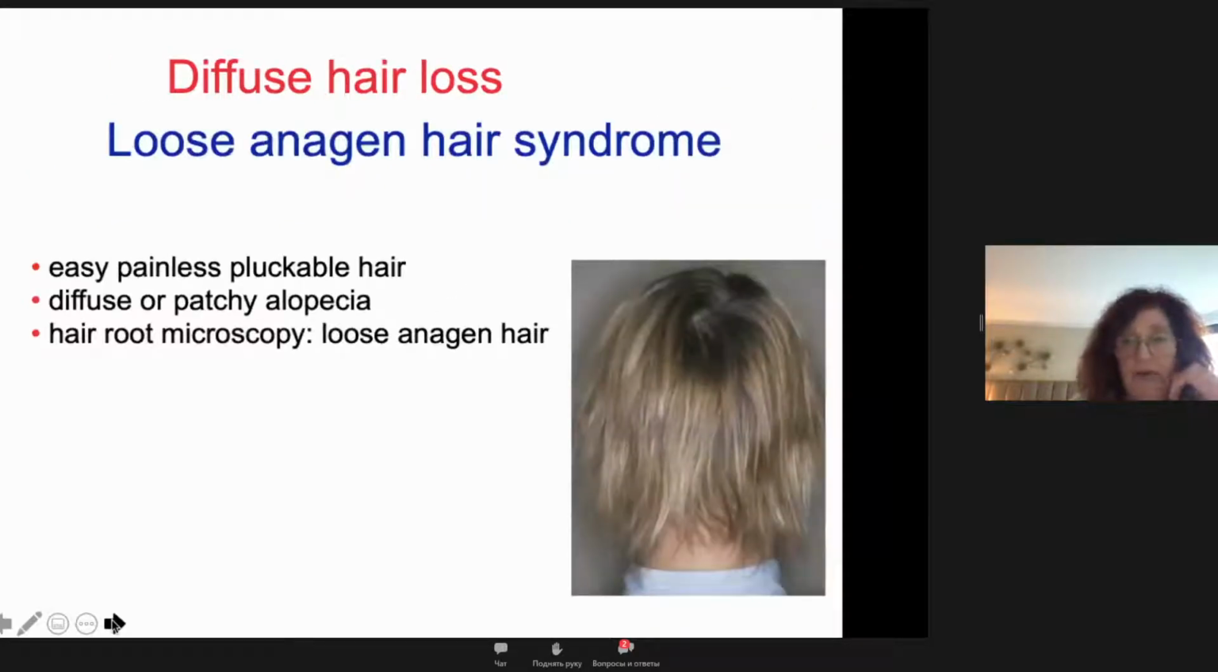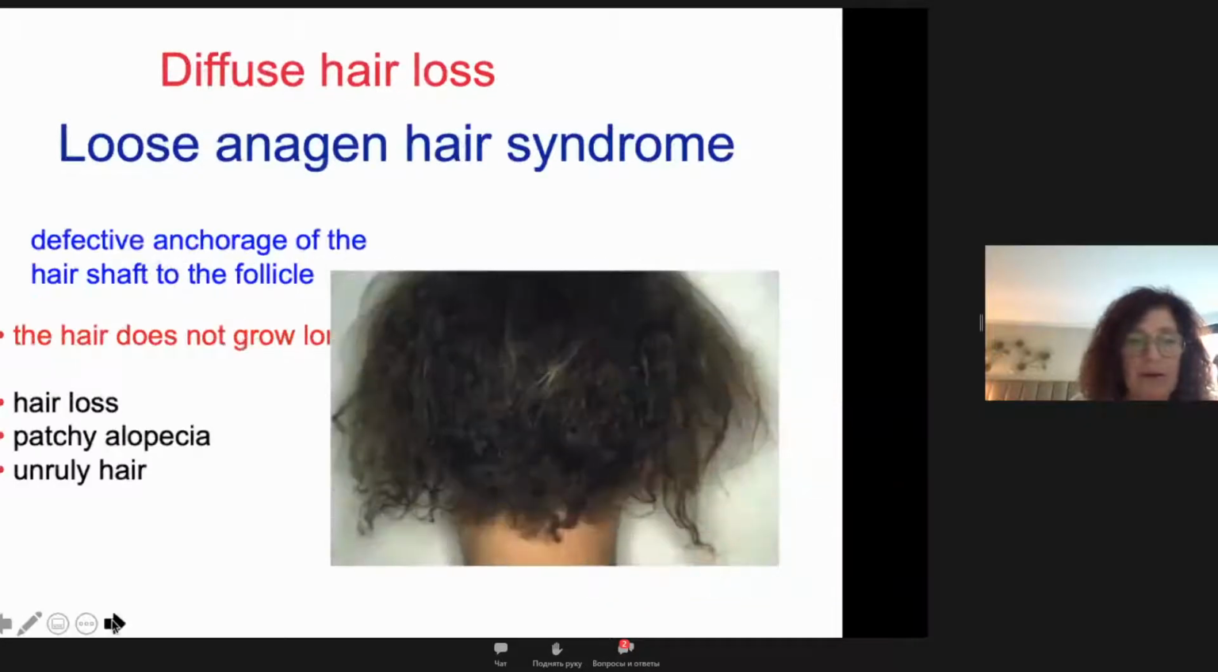And you see in the loose anagen hair syndrome that these patients have diffuse alopecia, and if you pluck their hair with a trichogram, they don't feel any pain. And if you look at this hair under the microscope, you see the loose anagen hair. May not be seen at the pull test, always seen at the trichogram.